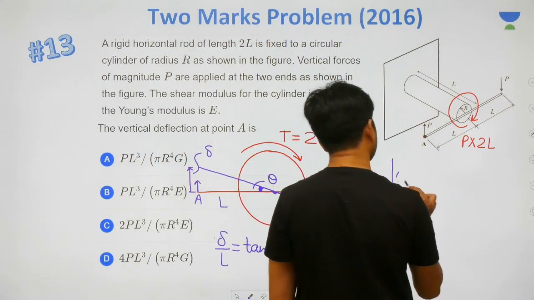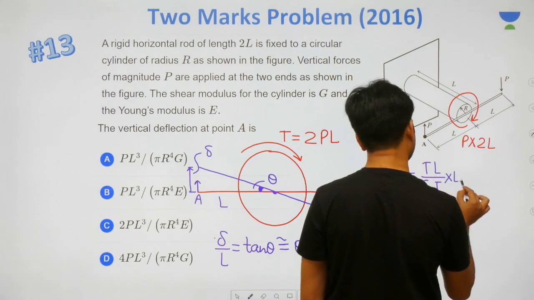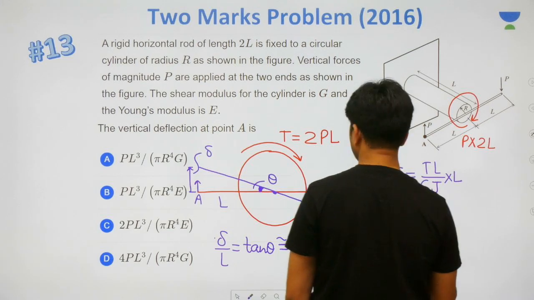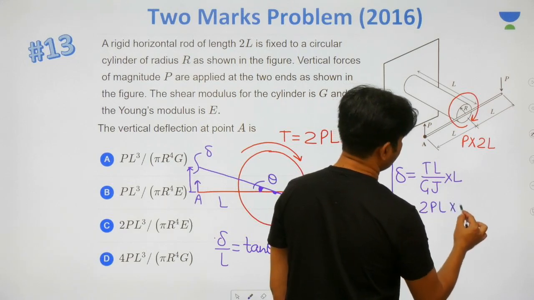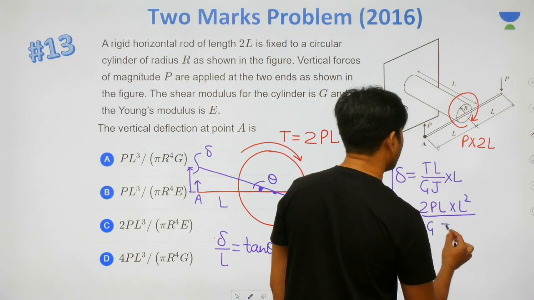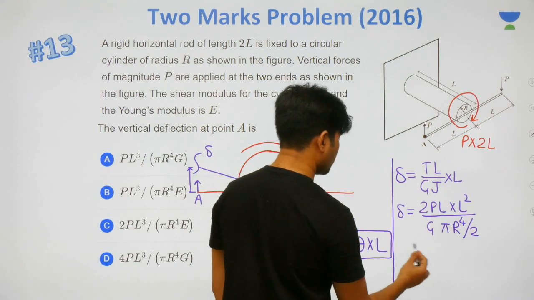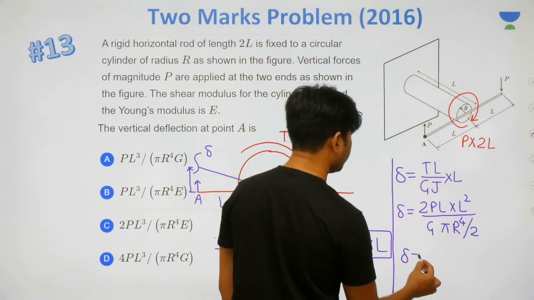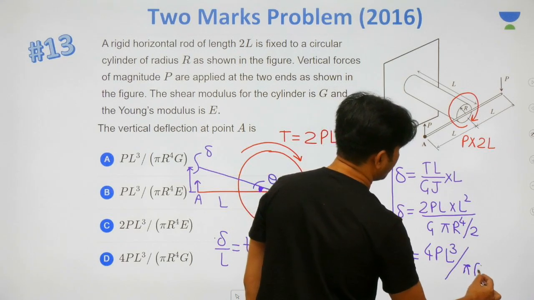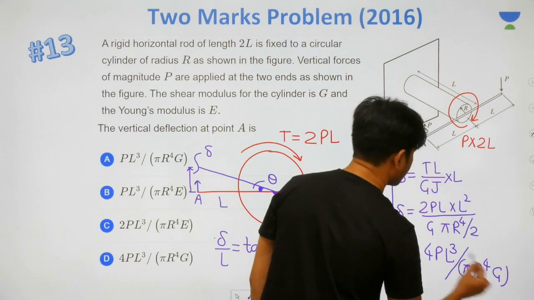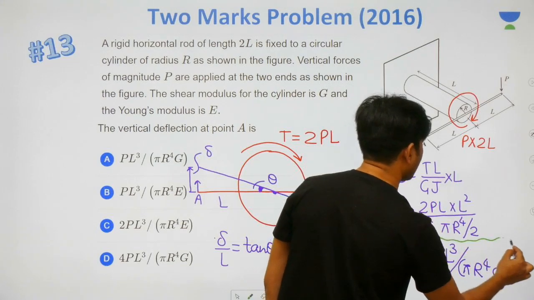Now what is theta? Theta is nothing but TL by GJ. Now let us put the value of T. Value of T is nothing but 2PL. And J value, you already know in terms of diameter. But if I change it to radius, it is going to be pi r power 4 divided by 2. So finally you will get 4PL cube divided by pi r power 4 into G. This is the final answer.